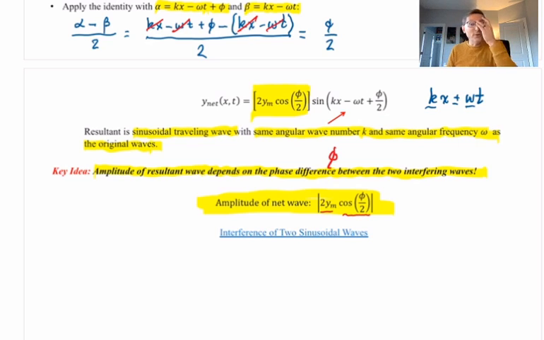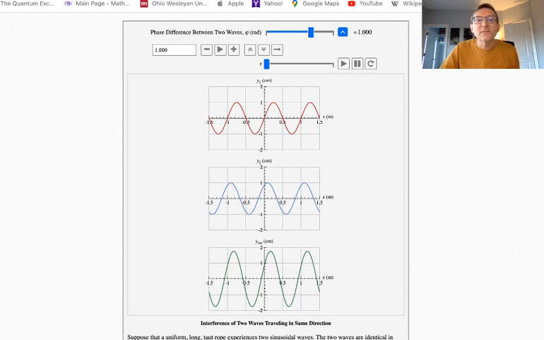And it's the amplitude of the net wave that is really the thing we tend to look at when we have interference, because that's going to tell us how much up and down we're going to actually observe on this string. So now I want to go back to that Wiley Plus animation for the rest of this video and just look at the kinds of things you can see when you let these two sinusoidal waves interfere. So here we go. Back to Wiley Plus.